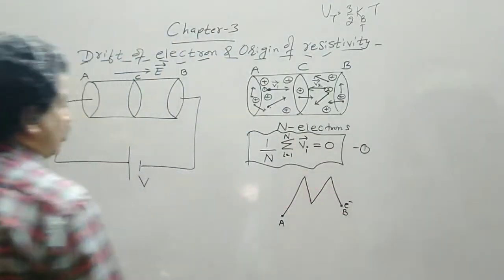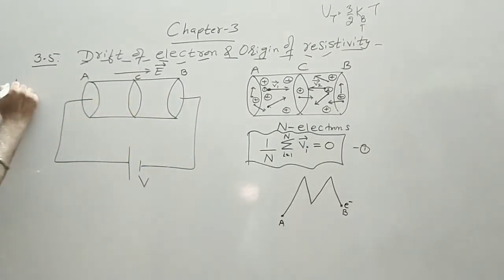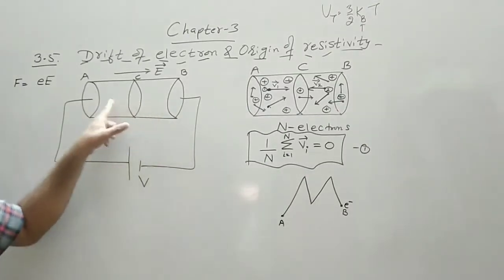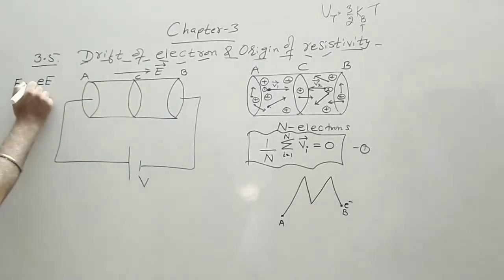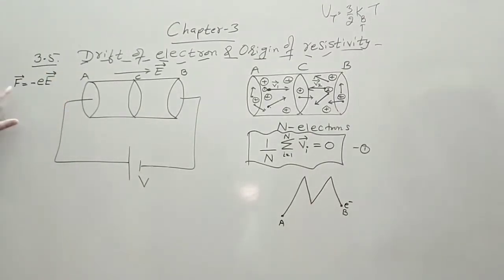Now what happens as soon as all the electrons try to accelerate? Clearly the force acting on each electron will be equal to the charge times the field, that is q into E. The direction of the force acting on an electron: we know that the electron will move in the direction opposite to the electric field, so I substitute the minus sign. In terms of vectors, I write the force acting on each electron will be minus eE.